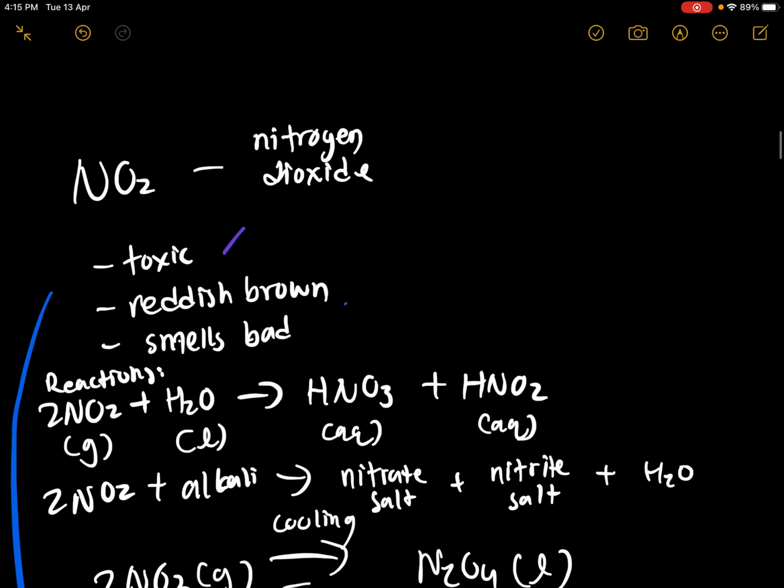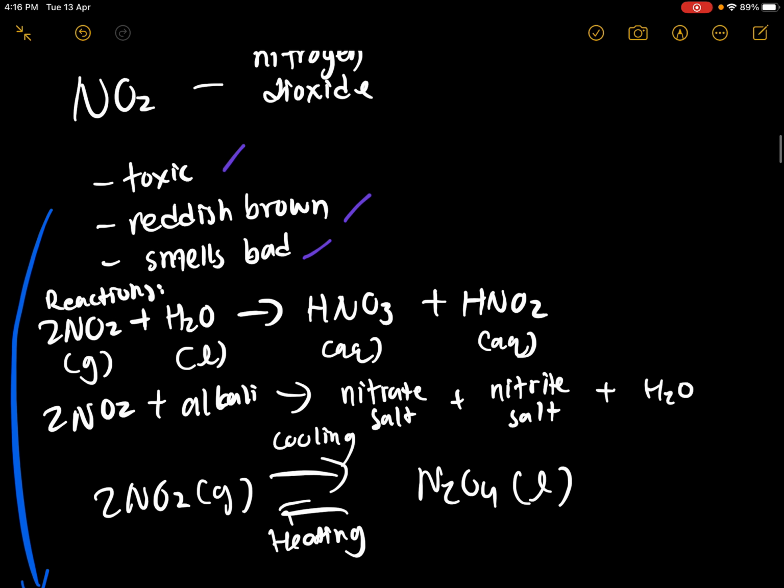Nitrogen dioxide is toxic as well, but this time you can see the color. It is reddish brown, and you can also smell the odor. It is a very irritating smell, so I'll just call it: it smells bad. So it smells bad, and it has a reddish brown color.